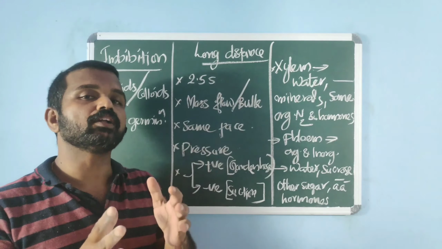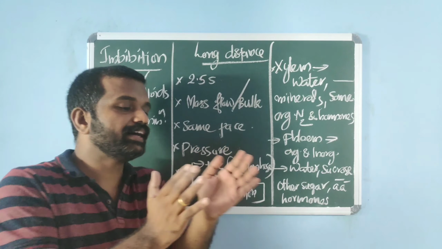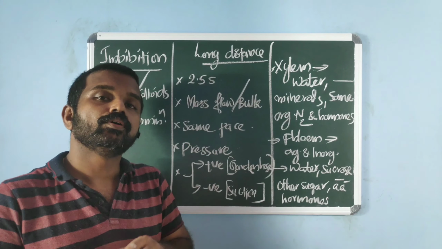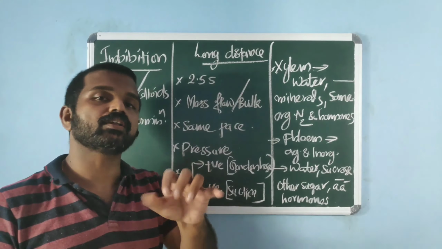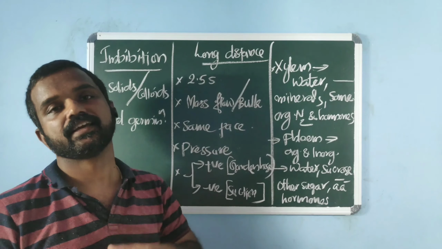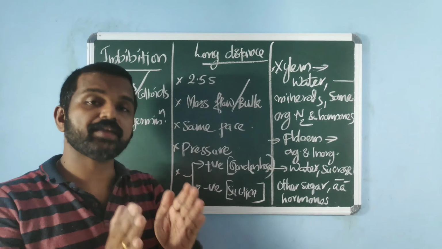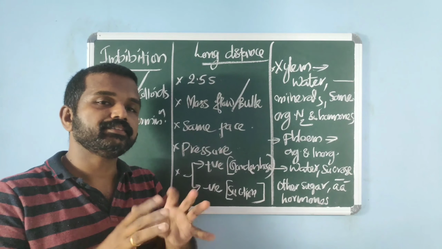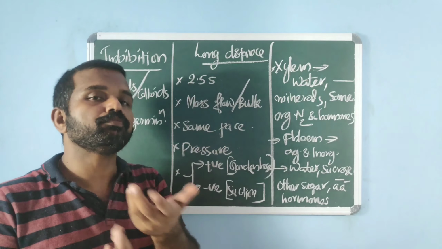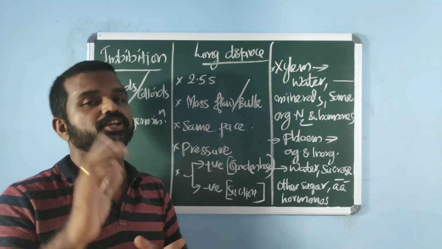Mass flow or bulk flow. The main difference between mass flow and diffusion is that in mass flow, the movement is based on a pressure gradient, whereas in diffusion, the movement is based on a concentration gradient. And here, all the molecules move at the same pace. The transport of particles through mass flow is known as translocation.